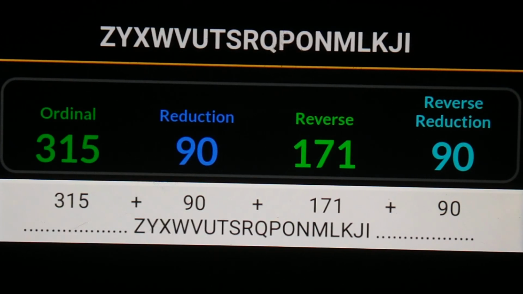Same thing goes for the alphabetic order in reverse, the last 18 letters. Z, Y, X, W, V, U, T, S, R, Q, P, O, N, M, L, K, J, I. I is the 18th letter going backwards. So the last 18 letters of the English alphabet. Add up the four base ciphers: 315 plus 90 plus 171 plus 90 equals 666.